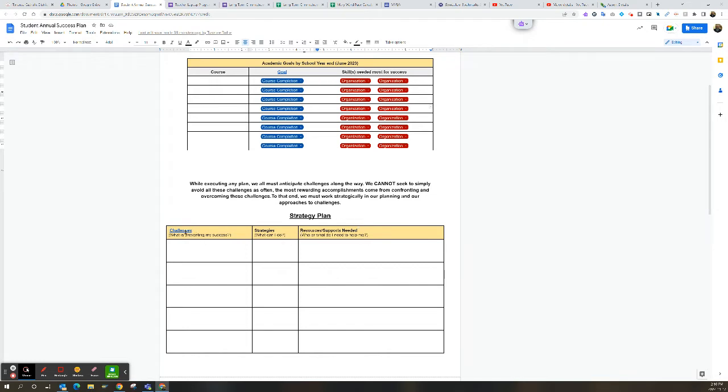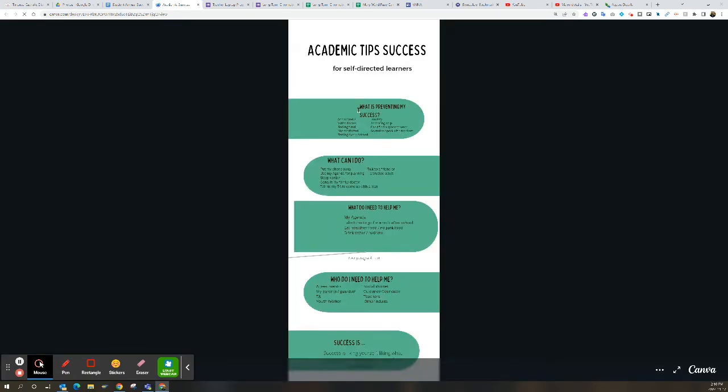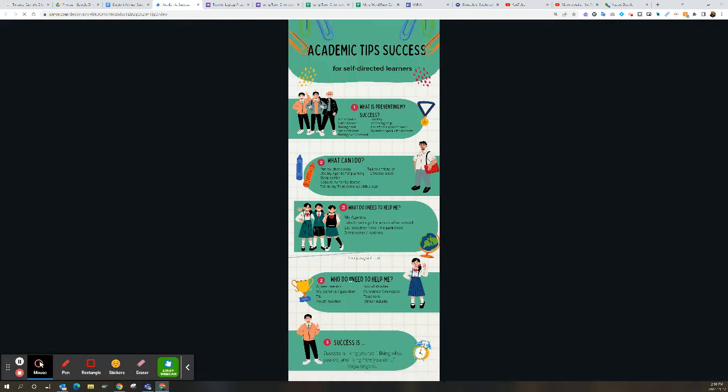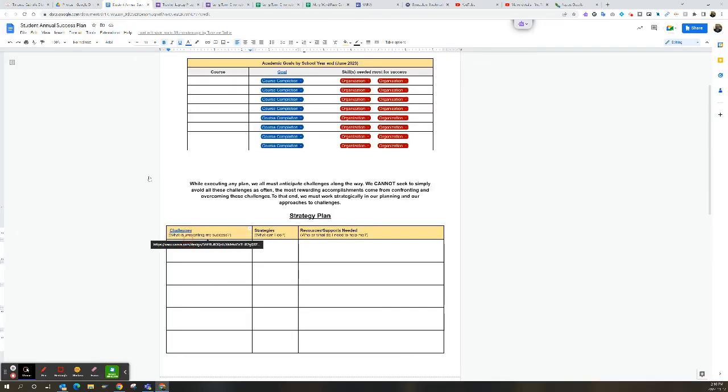And so again, the blue title there gives you a link that brings you to an infographic that they can use as reference points. And it's got, what's preventing my success? What can I do? What do I need to help me? And we can go back and forth, and we'll add to this as we go. But it's some really good things that they can think about.